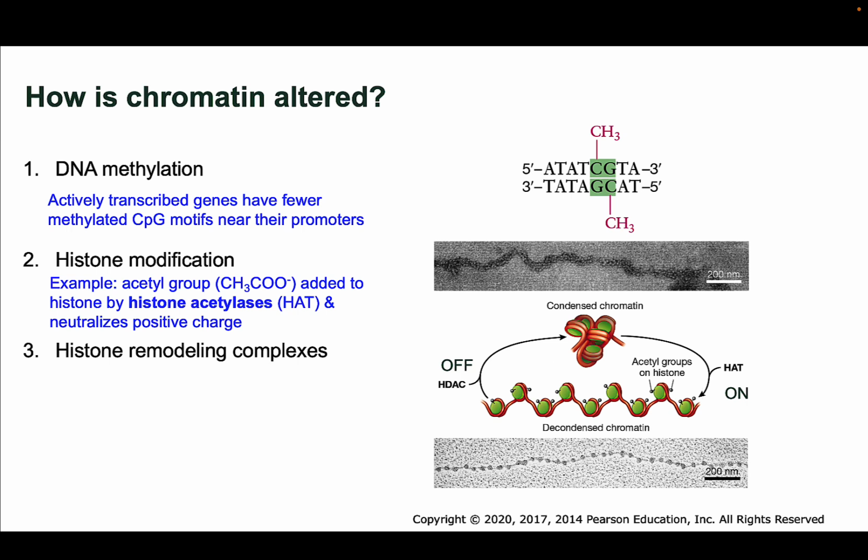And the final way that histones can be modified or chromatin can be altered is by using these histone remodeling complexes. And these harness ATP to reshape the chromatin. So an example of what a histone remodeling complex could do is it can just simply knock the DNA off of the histones. And so there's free DNA, and RNA polymerase can more easily access promoter regions. So that's what I wanted to cover in regards to chromatin remodeling.